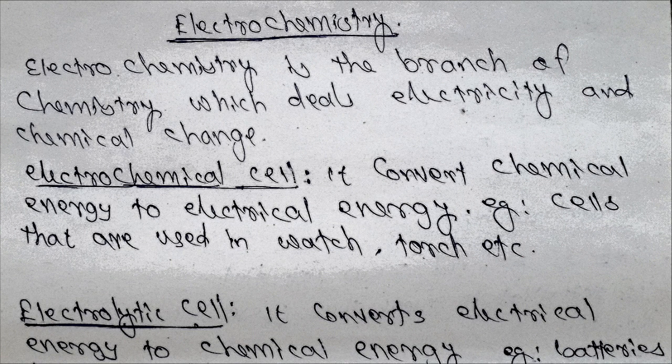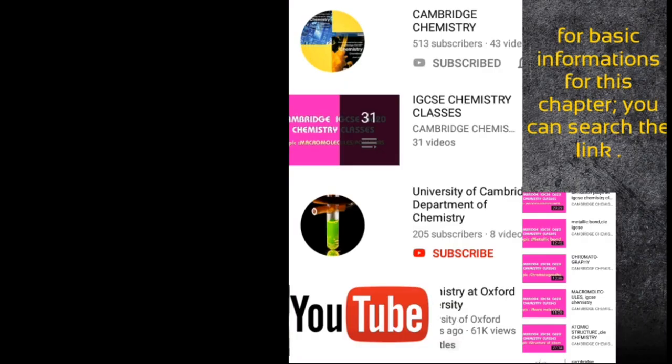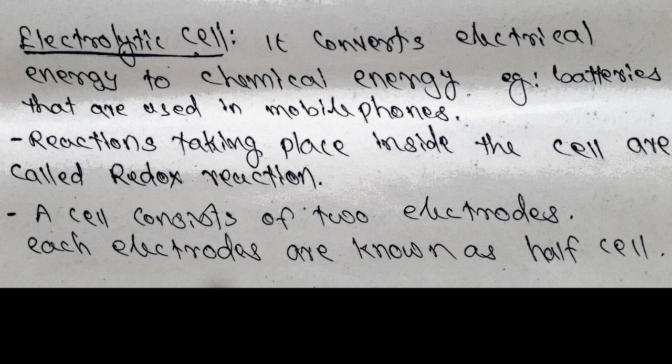Examples for cells: cells or batteries that we use in a torch, watch, TV remotes, etc. They convert chemical energy to electrical energy. Next, electrolytic cells. Electrolytic cells are cells which convert electrical energy to chemical energy. So we have two types: electrochemical cells and electrolytic cells.